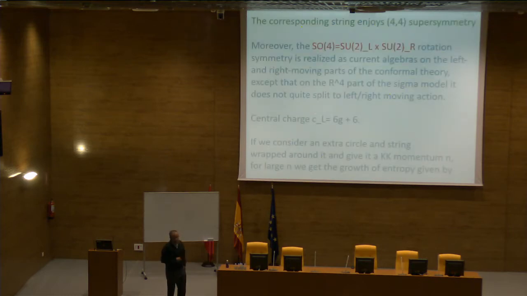So the theory in 2 dimensions will have a (4,4) supersymmetry. The transverse space to the string is R4, so the string has an SO(4) action on it. The Lorentz group is SU(2) left and SU(2) right, which gets related to the SU(2) left and SU(2) right of the corresponding (4,4) algebra, the little N=4. And you can compute the central charge. In particular, the left-moving central charge is 6g plus 6.